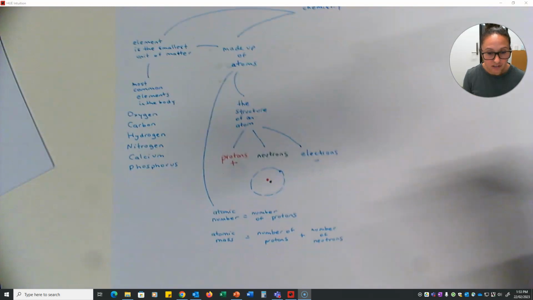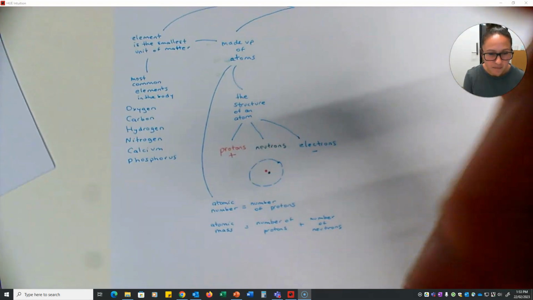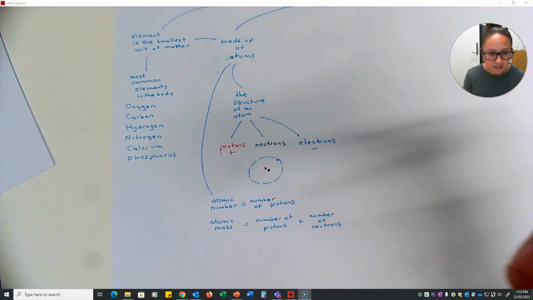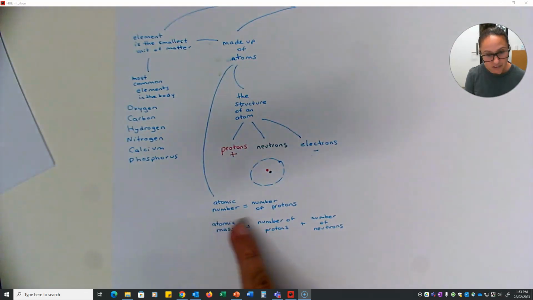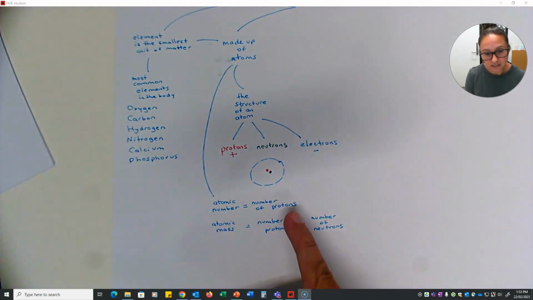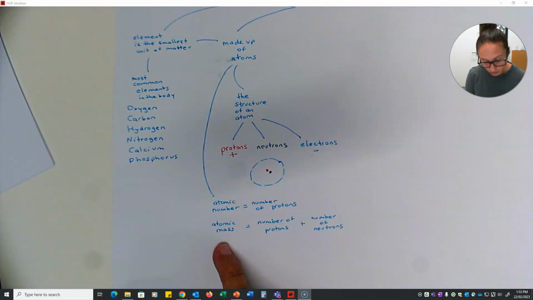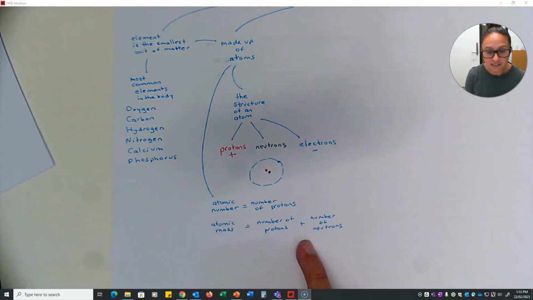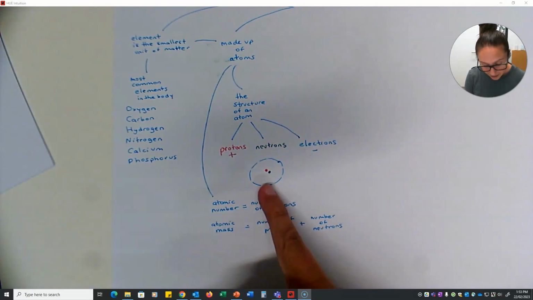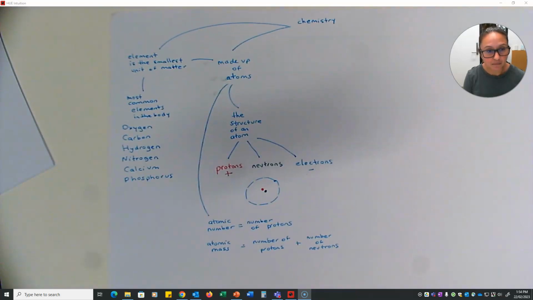And we also learnt about atomic number. So the atomic number equals the number of protons in the nucleus, and the atomic mass equals the number of protons plus the number of neutrons in the nucleus of an atom. So that's what we've done thus far.